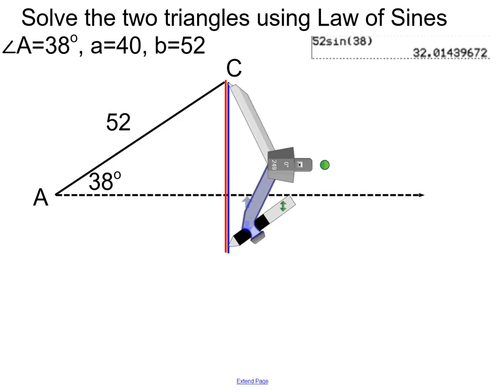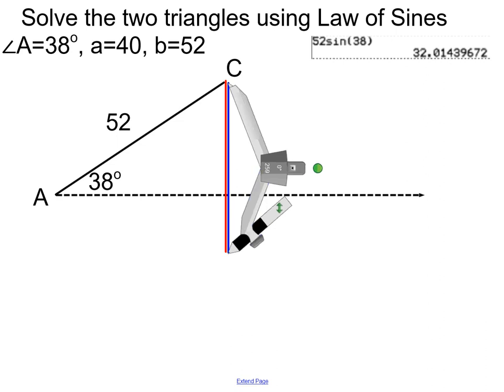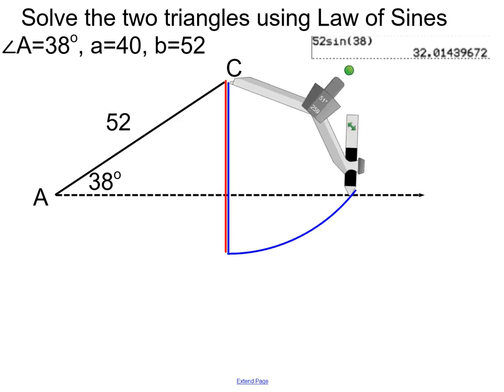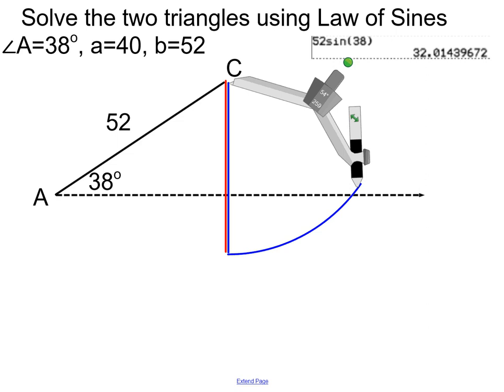If I draw this out this way, it would hit right here. So this would be B. Or I could draw it this way. I'll just use the blue from there.